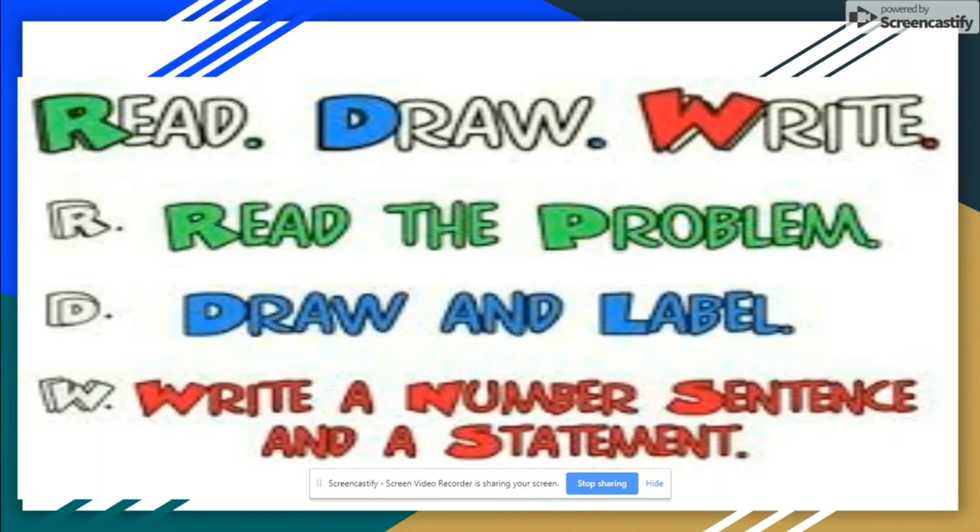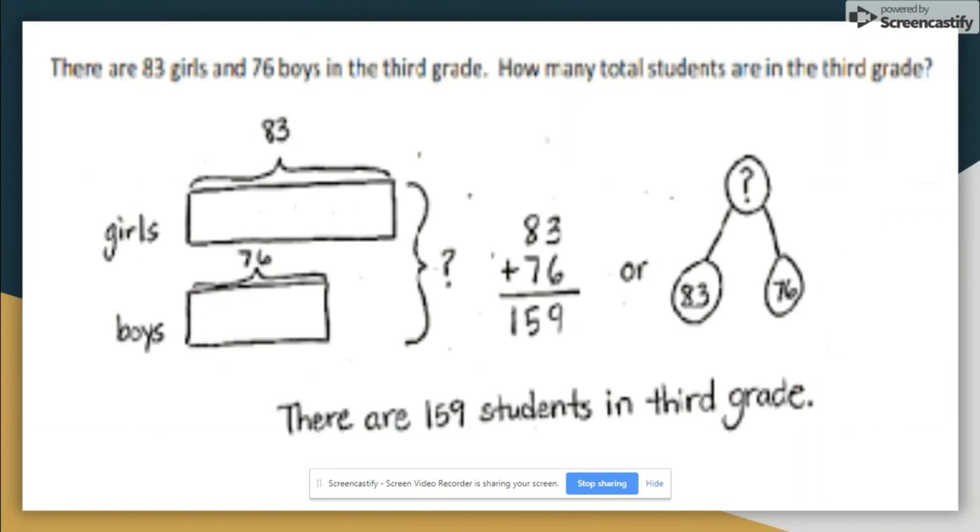Here is a representation of the strategy. I call it read, write, draw. This one has read, draw, write, but it's pretty much the same difference. You're going to read the problem, you're going to draw and label the problem, and you're going to write a number sentence and a statement. Here are examples of a problem, one showing a tape diagram, the other showing a number bond. We're not going to be using the number bond today. We are going to use tape diagrams.